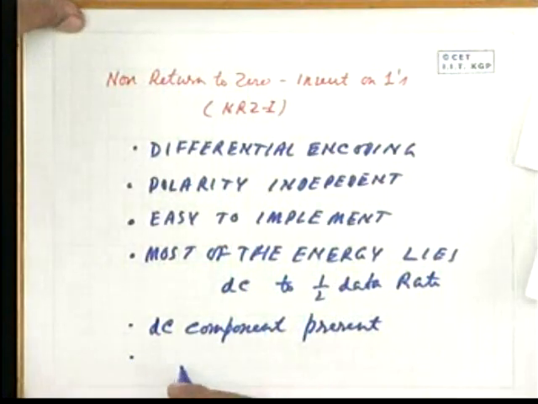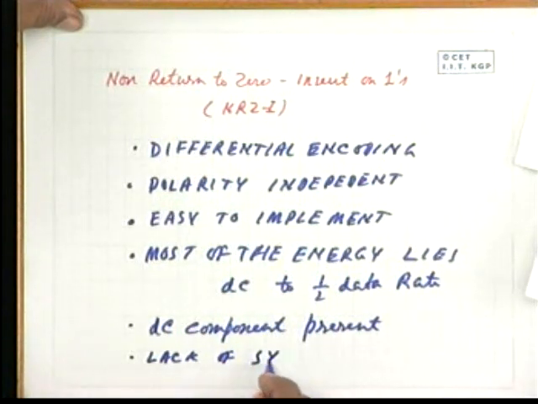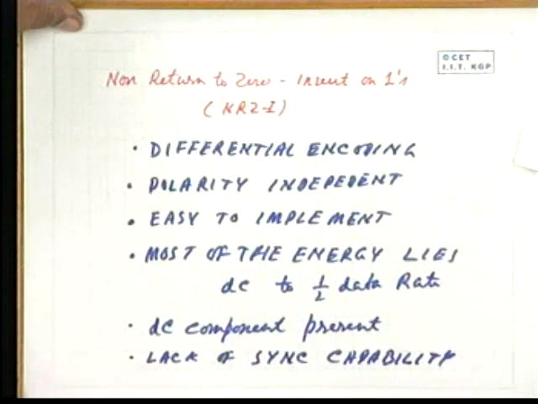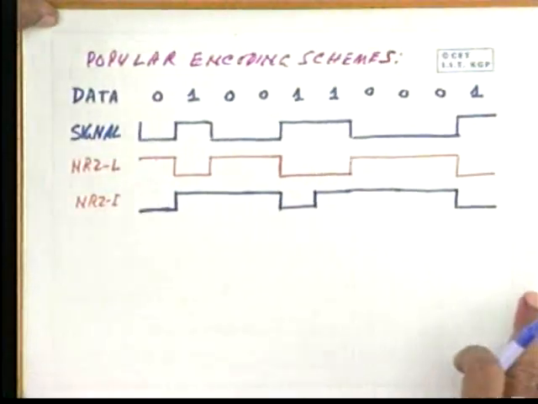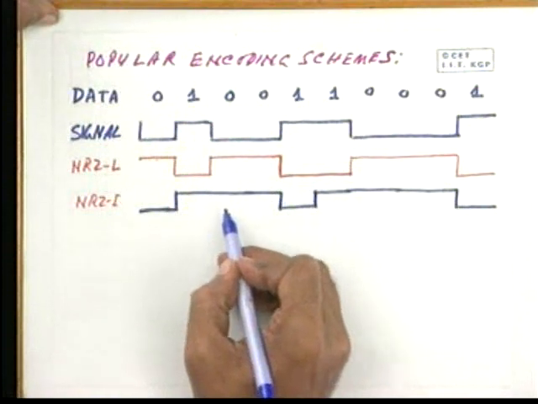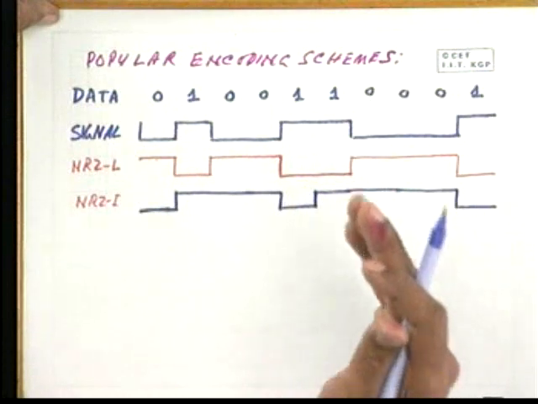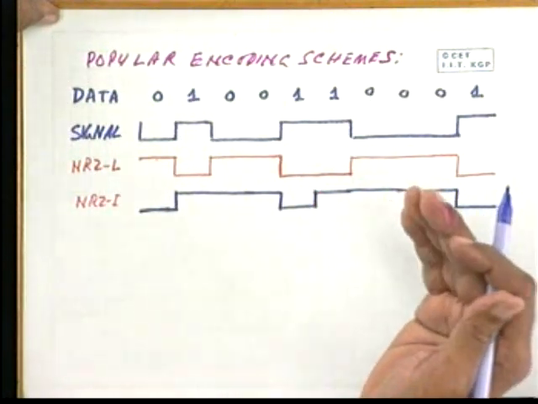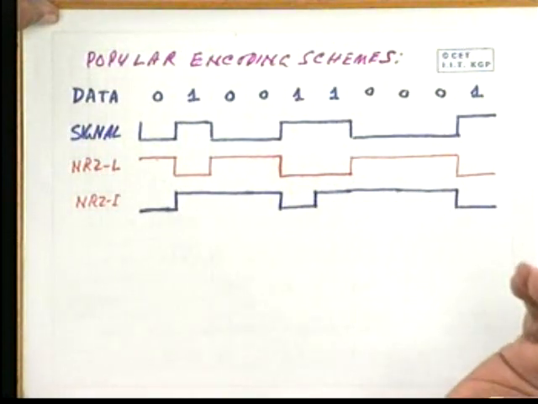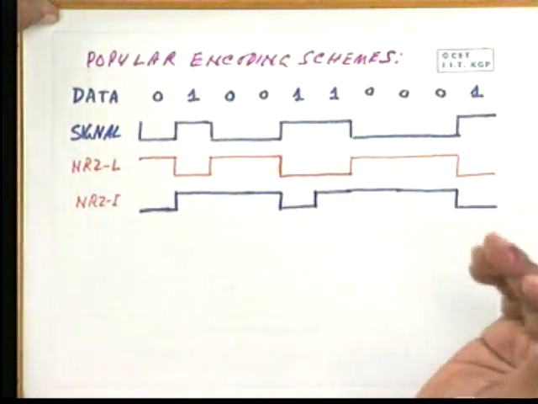Lastly, another disadvantage is lack of synchronization capability. Just like the previous case, NRZ-L, here also, when you have long sequence of ones and long sequence of zeros, there is no transition, and as a consequence, in the receiving end, clock cannot be regenerated. Synchronization will fail. So, this is a disadvantage of NRZ-I.